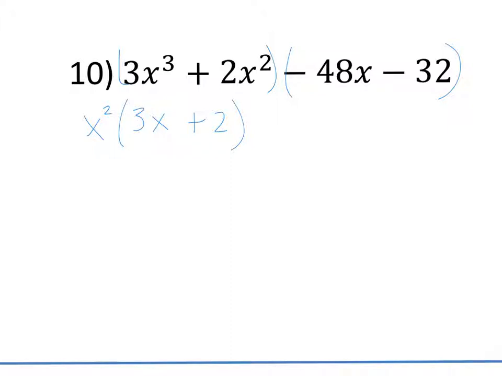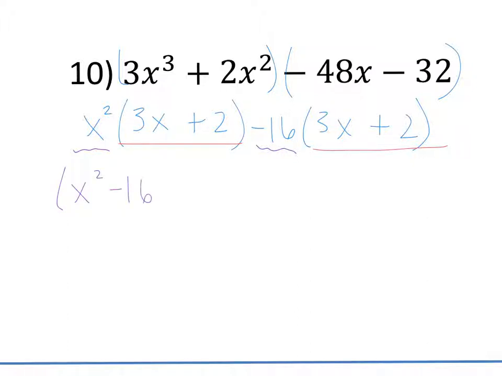48x minus 32. I'm going to take out a GCF of negative 16, undistribute, and if I'm at negative 16, how do I get to negative 48x? Times 3x. If I'm at negative 16, how do I get to negative 32? Positive 2. And I go ahead and look at my two factors and either hope they're identical or additive inverses, and they are identical. And then I put together the other terms that are outside the factors together. So I'm going to get x squared minus 16 times 3x plus 2.